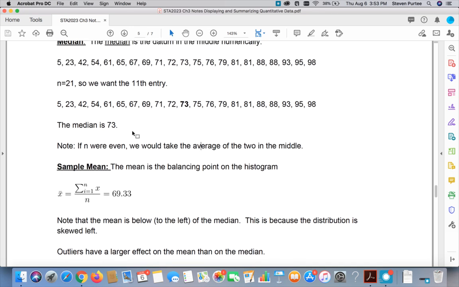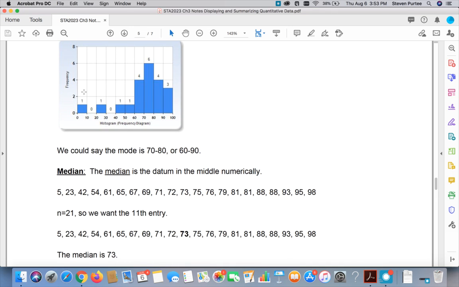Notice here that that mean is smaller than the median. It's to the left of the median. That's because we have skewed data. This guy down here that got a 5 on this test messed up the average. That 5 had a much larger effect on the mean than it did the median. That really dragged the mean down.